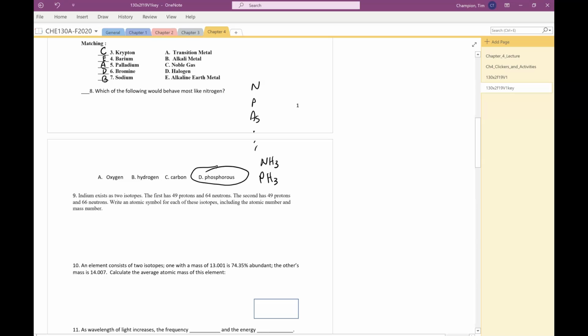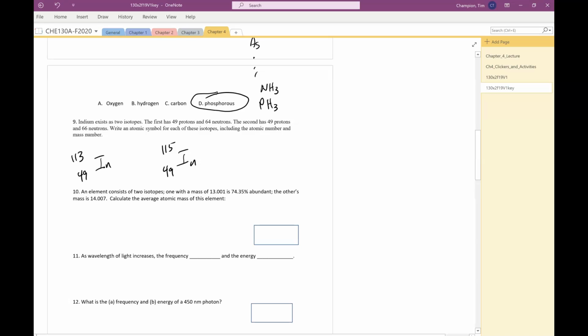Okay, indium exists as 2 isotopes. We've got 49 protons and 64 neutrons. So the indium element symbol is In. 49 protons is the thing that goes on the bottom. The top is going to be the mass number. So 49 plus 64 is the same as 50 plus 63. That's 113. And 49 and 66 is the same as 50 plus 65. So that's 115. Those would be our 2 isotopes of indium.